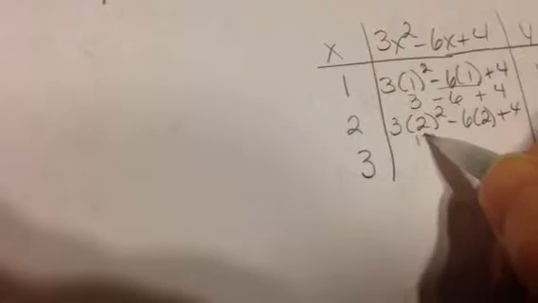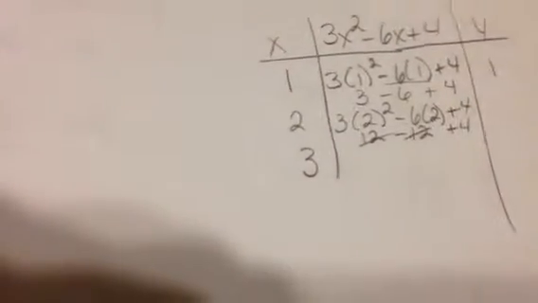So 2 squared is 4. 4 times 3 is 12. Negative 6 times 2 is negative 12 plus 4. These two cancel each other out. 12 minus 12 is 0 plus 4 is 4.